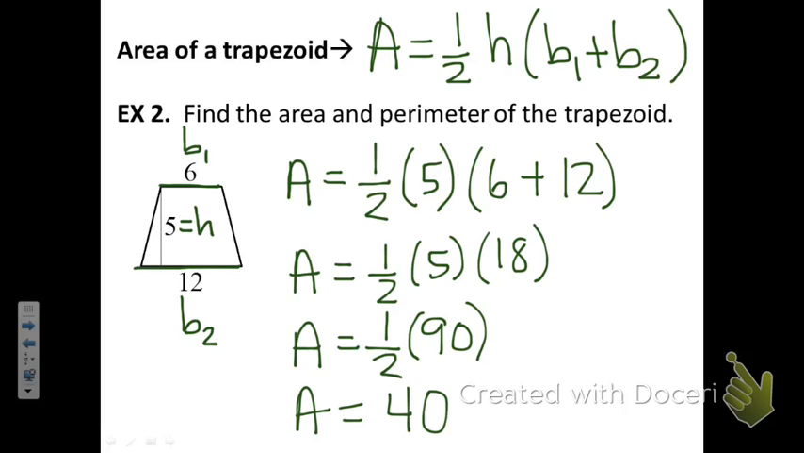Whenever we do units, we're talking about, say, units squared. If I had initially told you that 12 was 12 inches, then we would say 40 inches squared. Now back up to the question, it says to find the perimeter of the trapezoid. If we were asked to find the perimeter of this trapezoid, we would need some other side lengths. For example, we would need these two, and since we don't have them, we cannot find the perimeter.